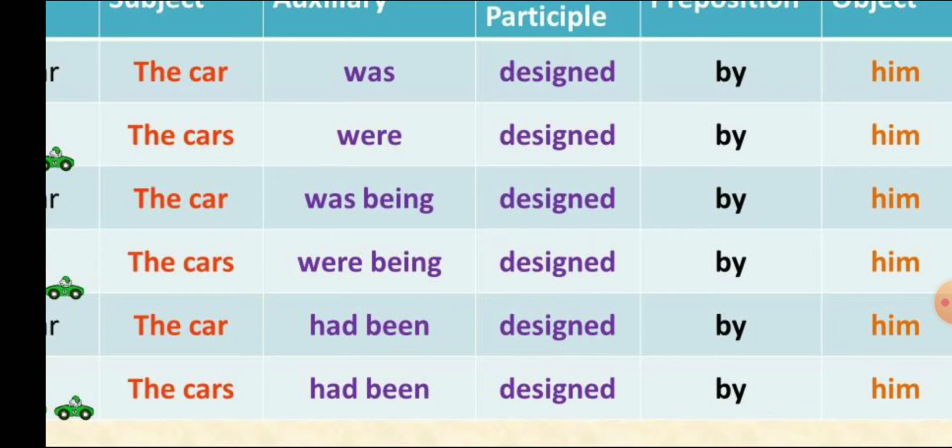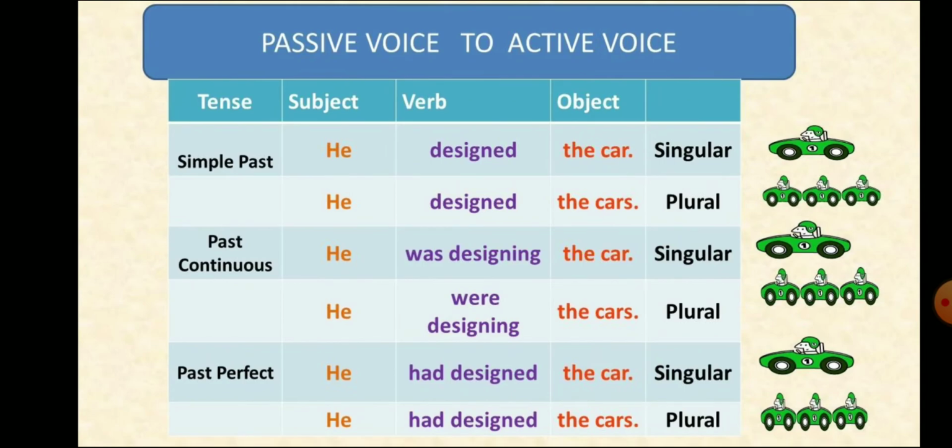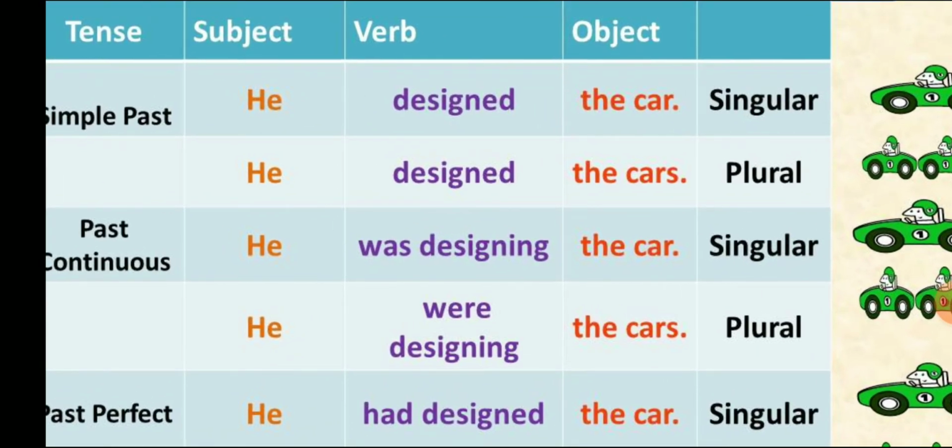Now these sentences can be changed to active voice. That is, he designed the car. He designed the cars. He was designing the car. He was designing the cars. He had designed the car. So I have given the answers for the previous screen here.